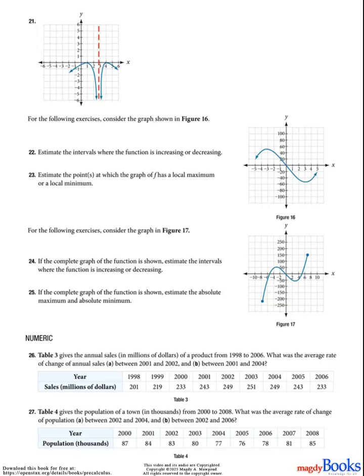For year 2003, population was 80,000. For year 2004, population was 77,000. For year 2005, population was 76,000. For year 2006, population was 78,000. For year 2007, population was 81,000. For year 2008, population was 85,000.